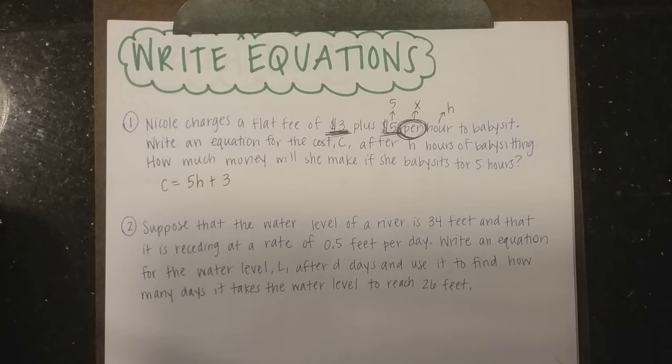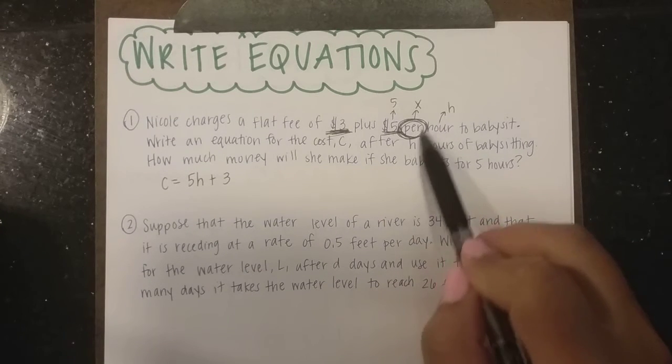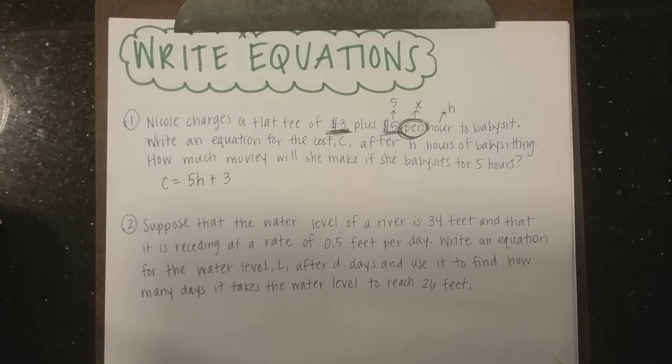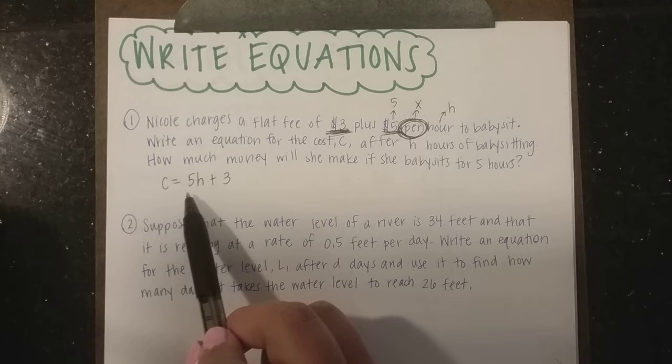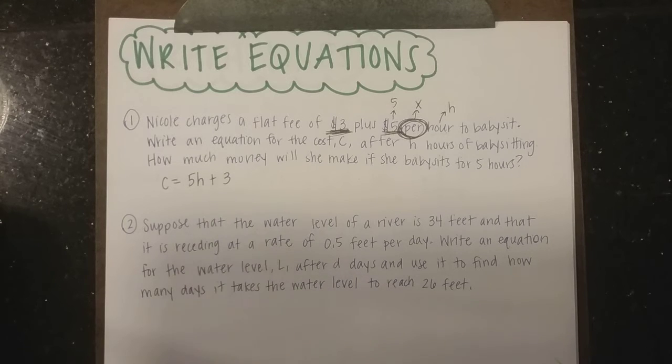Anytime you have that "per," or the number that changes based on how long something is or how many you have, that's going to be the multiplying. That's what's going to go with your variable every time we do these linear word problems. So here's my equation. The cost is 5 times the number of hours plus 3.